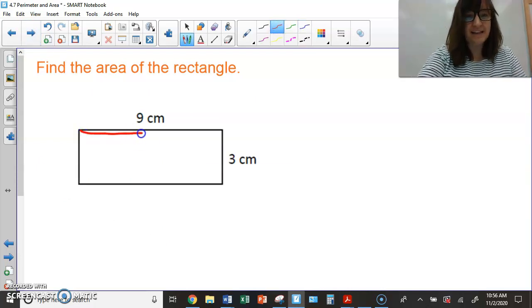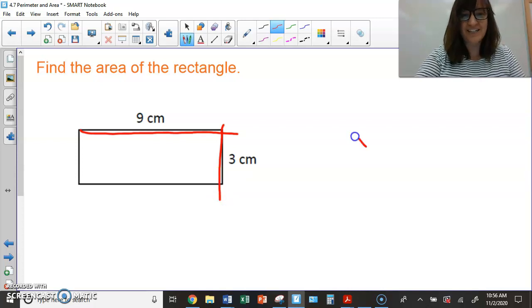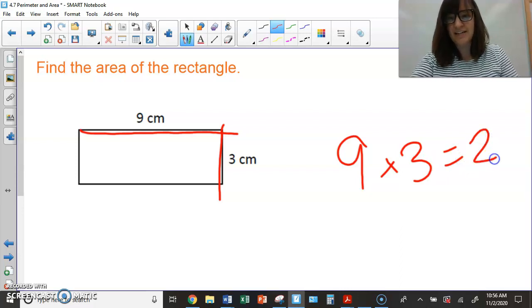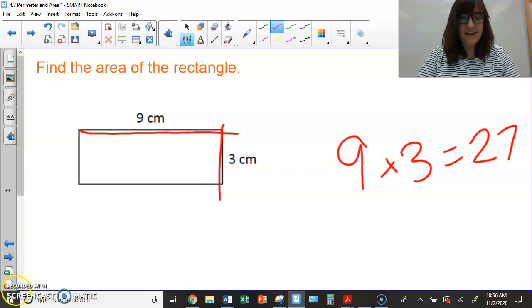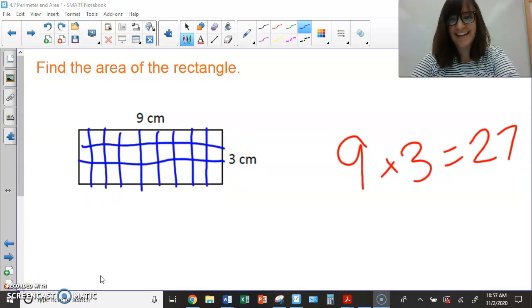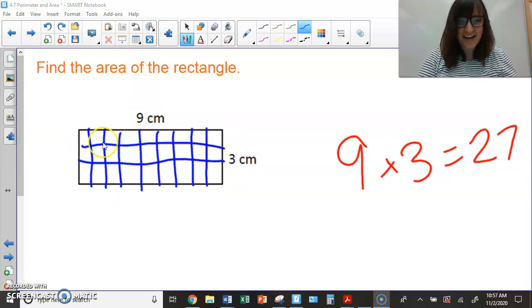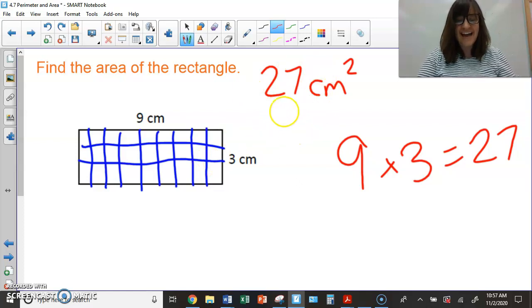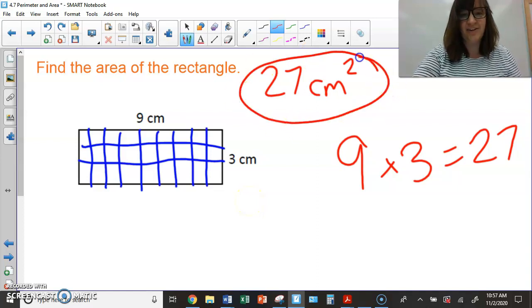I need to multiply my length times my width. So I need to multiply 9 times 3. Okay, well 9 times 3 equals 27. That means if I were to fill this up, if I filled it up like this, okay, I have 9 little centimeters going across and 3 centimeters going down. That ends up with 27 centimeters squared because they are square centimeters. They're 1 centimeter up, 1 centimeter to the side, and that is 27 total centimeters on the inside. So that would be the area of the rectangle.